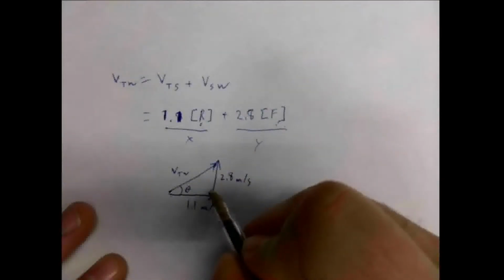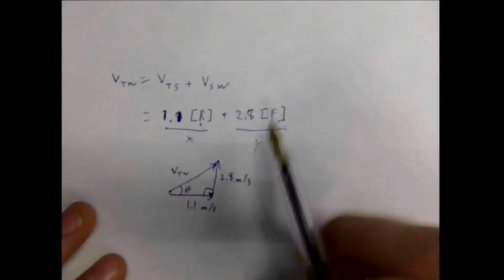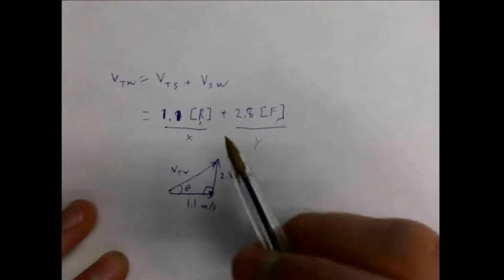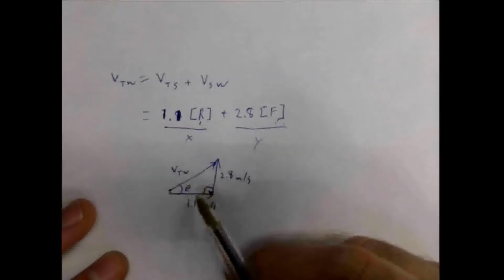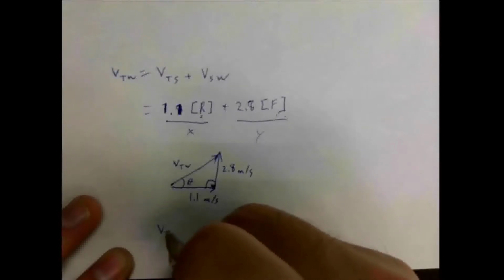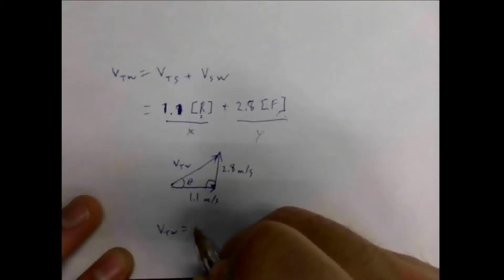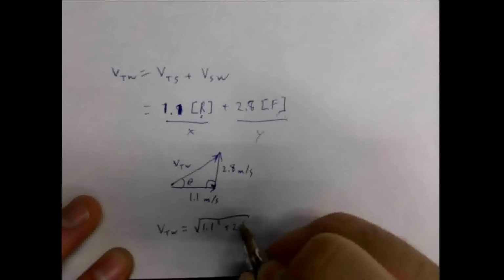So what you would notice here, if these are cardinal directions, this is going directly to the right, this is going directly up. So because these are cardinal directions, that makes this a right angle. And this being a right angle triangle, it's rather easy to solve VTW. We can use the Pythagorean theorem. VTW equals the square root of 1.1 squared plus 2.8 squared.